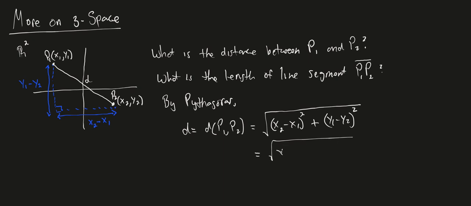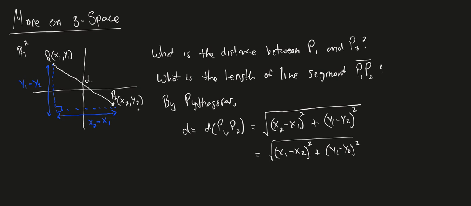So if you want it to be nice and symmetrical in a sense, you might restate it like this and say x1 minus x2 squared. It's the same, right? And then plus y1 minus y2 squared, right? And then that gives you the distance of these 2 points.